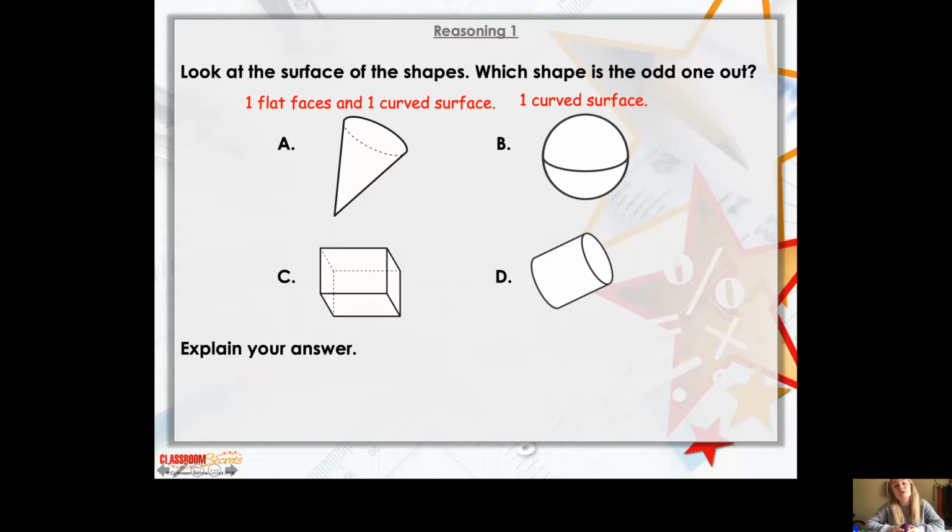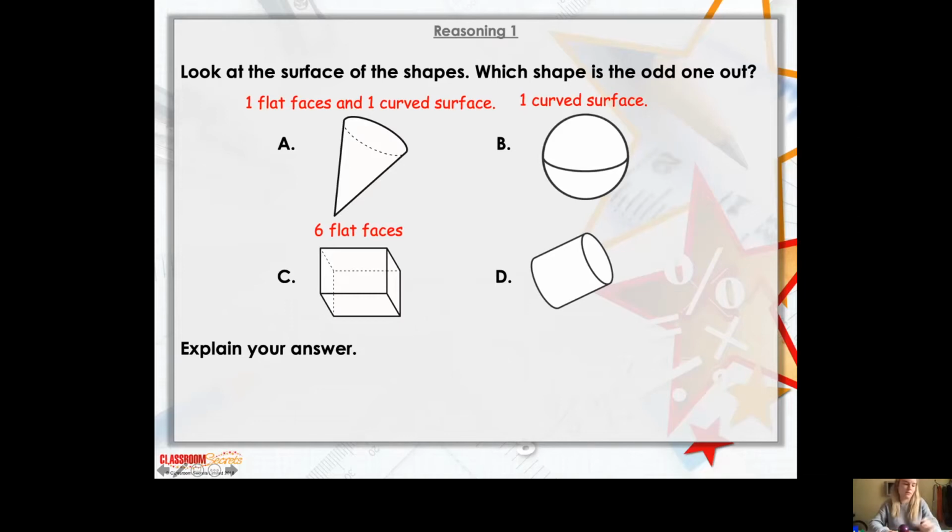Okay, Year 2, so let's have a look. Well, we have the cuboid here. Now, does the cuboid have any curved surfaces? No, it doesn't. Look, all of its faces are flat. So therefore, we only have flat faces, no curved surfaces. But how many flat faces have we got? Well, a cuboid has 6 flat faces.